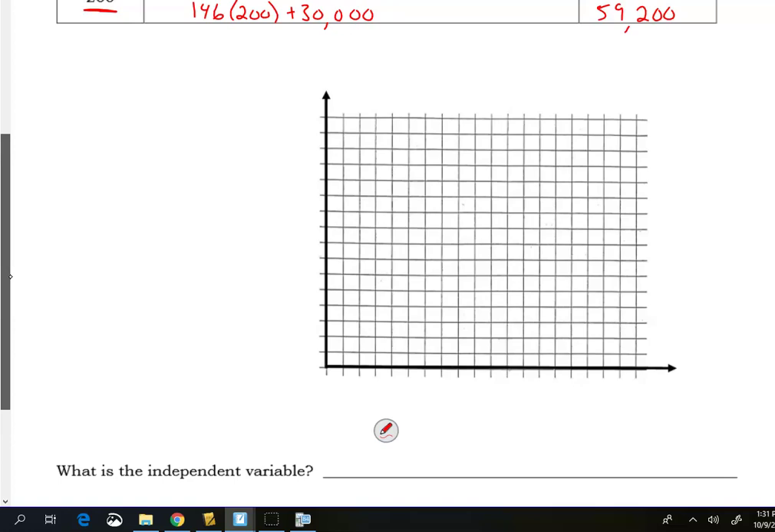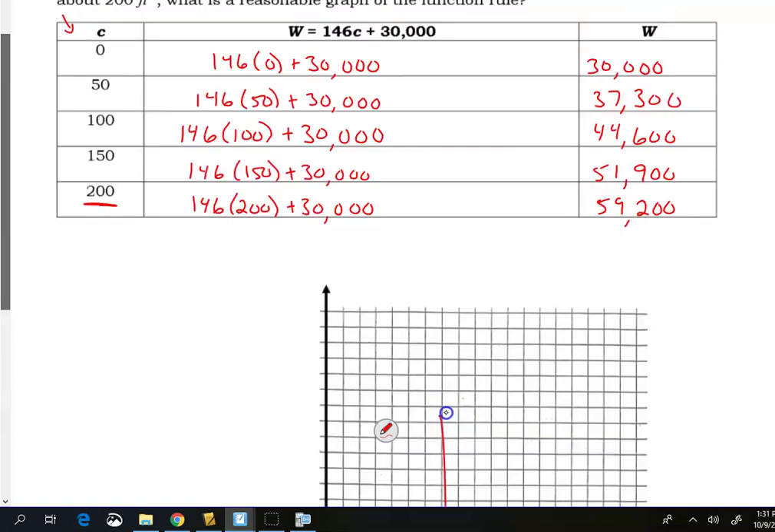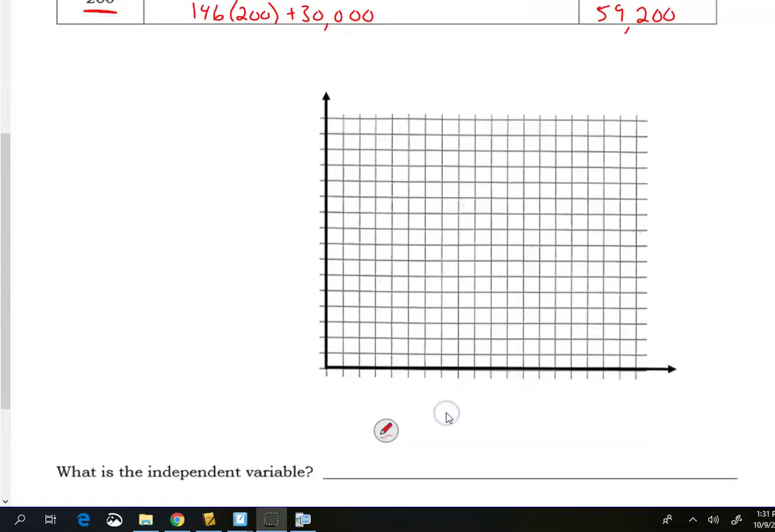I'm going to label my x-axis as cubic feet of concrete. And I'm going to label my y-axis as the weight. So this is going to be the weight of the truck carrying a certain amount of concrete. Now, in my C-axis, or in the cubic feet of concrete, I go from 0 to 200. So I'm not going to want to count by ones. I'm going to have to change my scale, definitely.